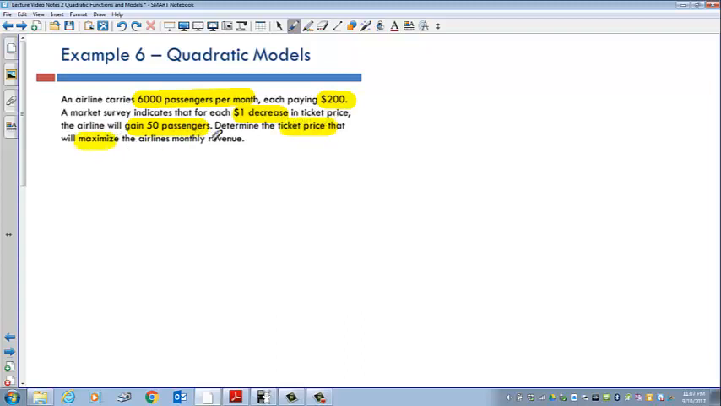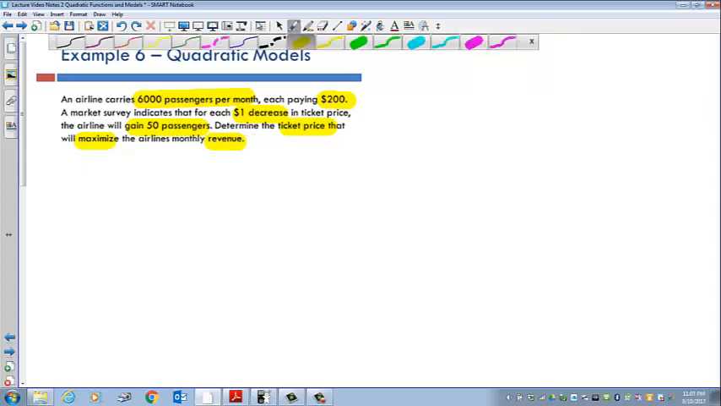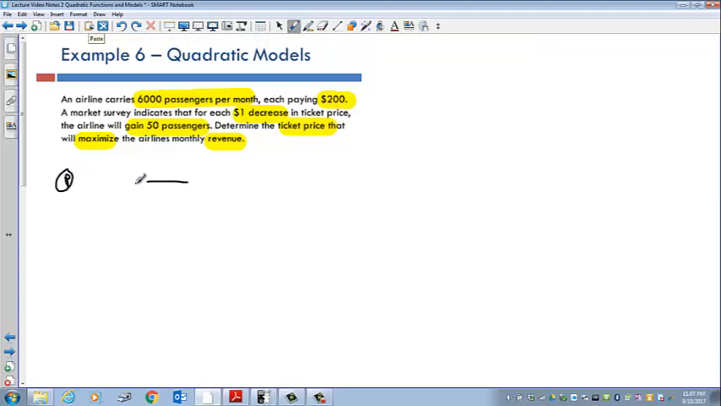So maximize revenue. All right, so I'd like to highlight or underline things, and then I trim down and try to draw a picture. And so my picture usually involves a plane, so here's my plane. I have 6,000 passengers, so I'm going to just draw some people here. And so 6,000 people, right? So you write people if you want, or just leave it. It doesn't matter as long as you know what it is. And then over here, I have paying $200 each to fly in that plane. So $200 each.